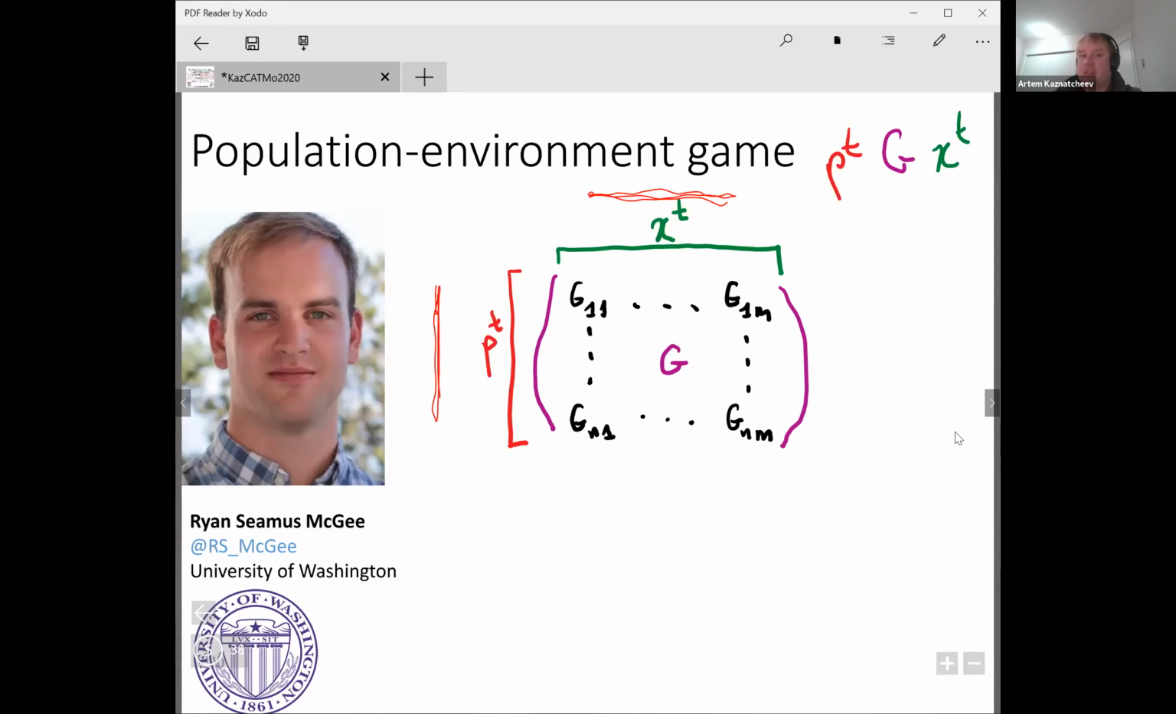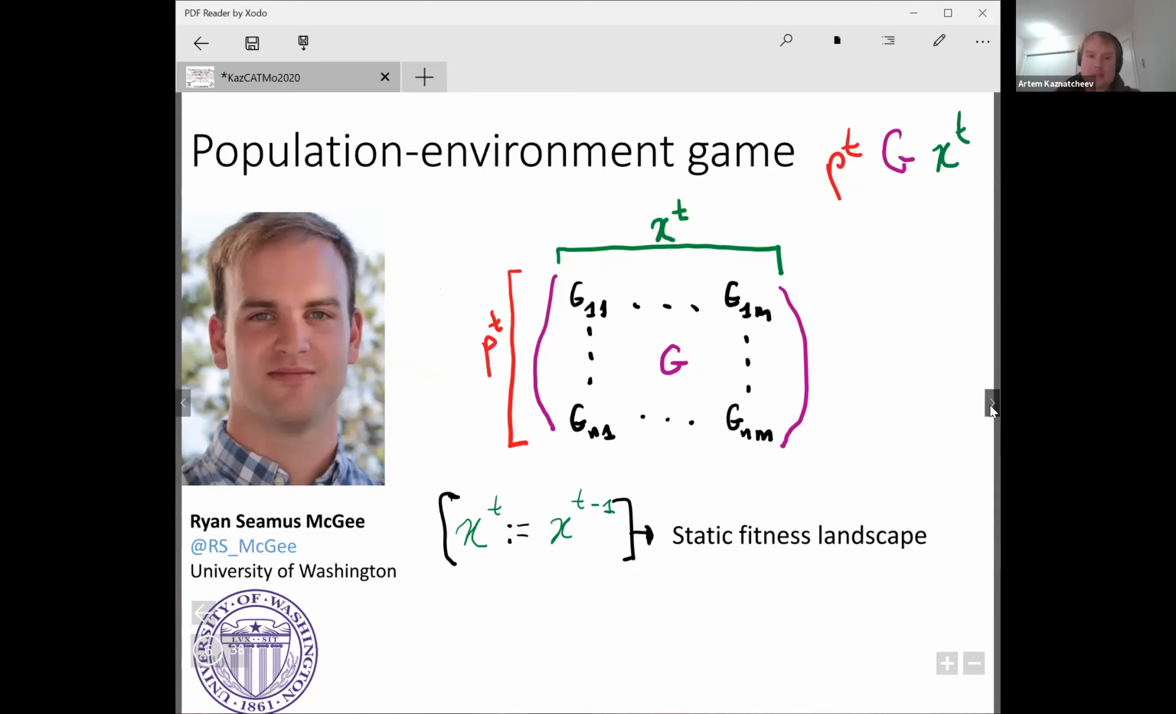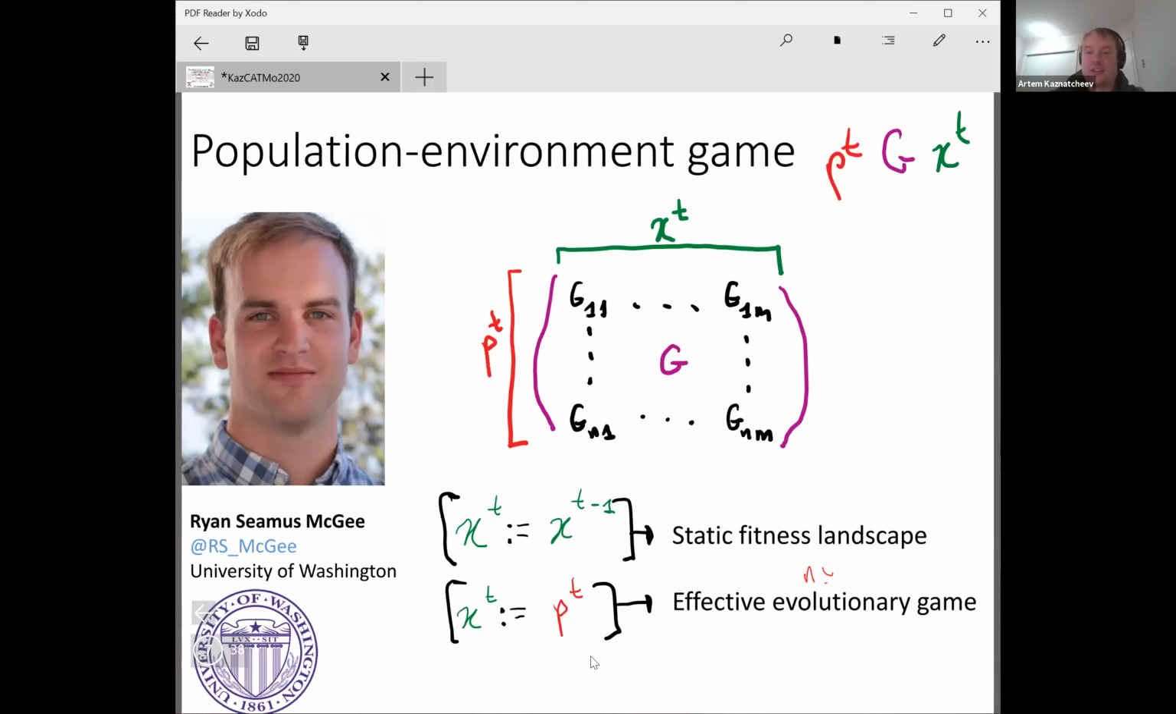I like this model a lot because a lot of the more standard models we're familiar with in evolution can be expressed relatively straightforwardly in it. For example, if as time goes forward the environmental distribution remains constant, i.e. it's the same as a time step before, we get the classic model of static fitness landscapes. On the other hand, we can imagine the environment can vary its strategy and it has full knowledge of the population. If it sets its strategy equal to the distribution of the population for a square matrix, so we assume in this case that n equals m, we get effective evolutionary games.